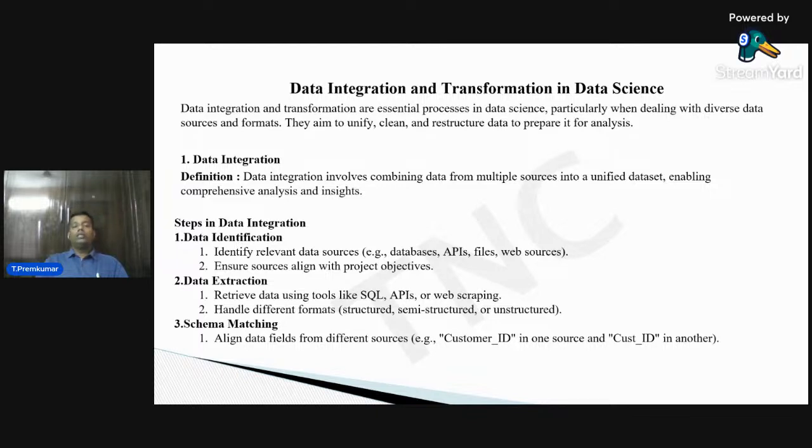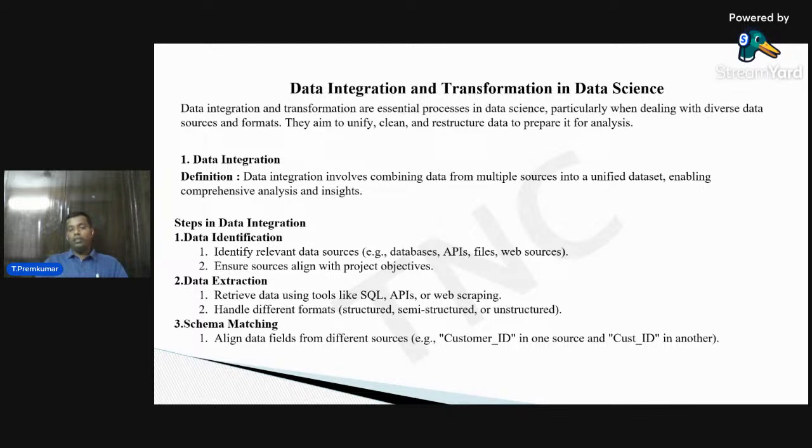Okay, so data integration, its definition is that data integration involves combining data from multiple sources into a unified data set, which enables comprehensive analysis and insights. So the steps involved in data integration are, first we need to identify the data and go for data extraction, and the next one is schema matching.